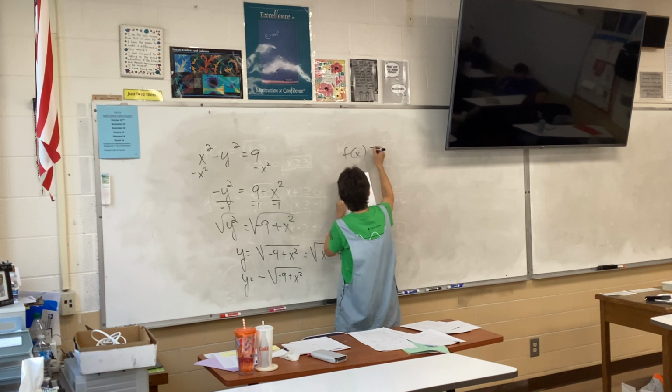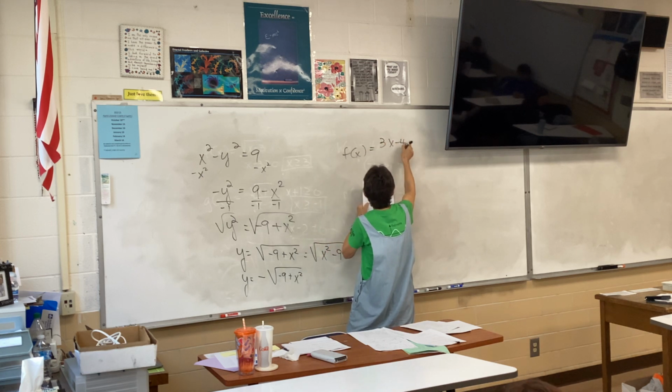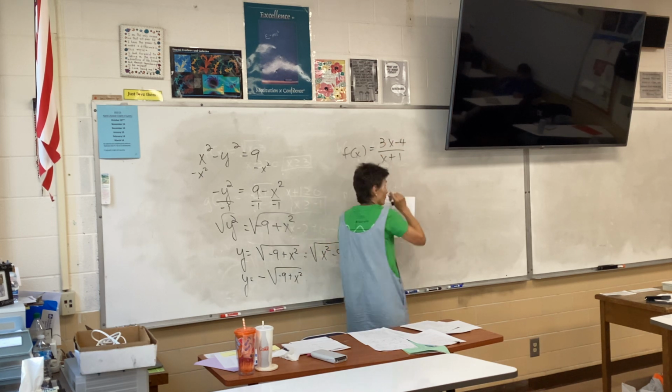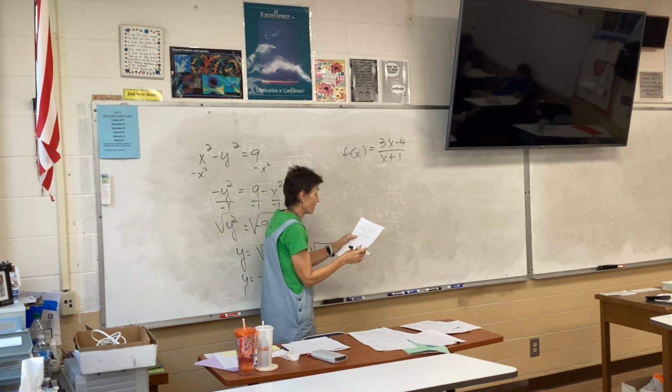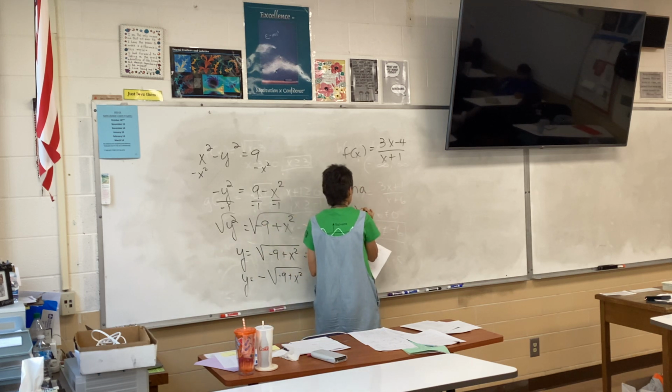So we're gonna look at this. You do not have to graph it. No one is asking you to graph this thing. You're just finding the horizontal asymptotes, the vertical asymptotes, and the holes.